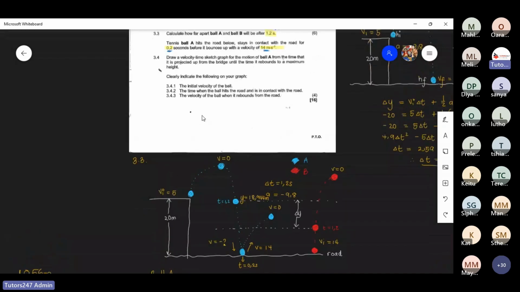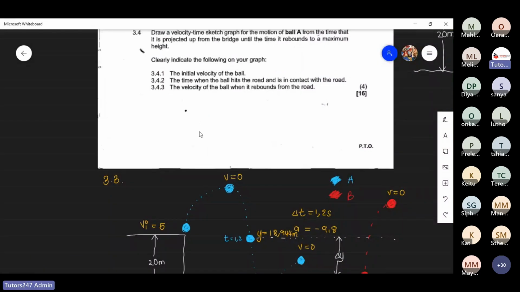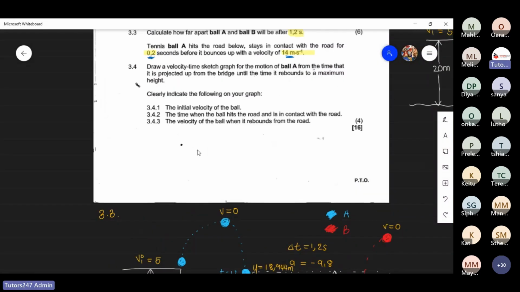Question 3.4. Question 3.4 states, draw a velocity versus time sketch graph for the motion of ball A from the time that it is projected up from the bridge until the time it rebounds to its maximum height. So we need to now draw a velocity versus time graph for ball A only. We are basically going to ignore ball B. We are only drawing a velocity versus time graph for ball A only.